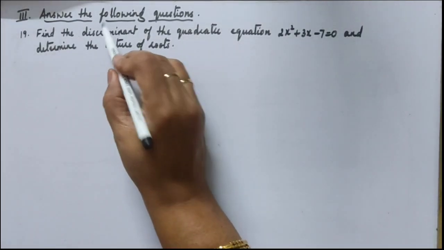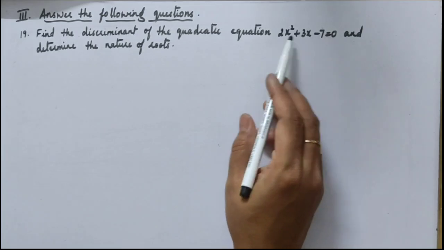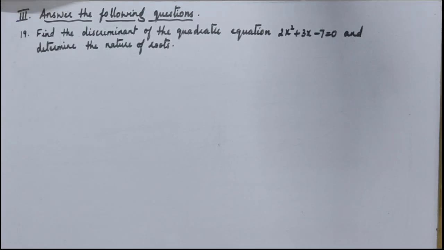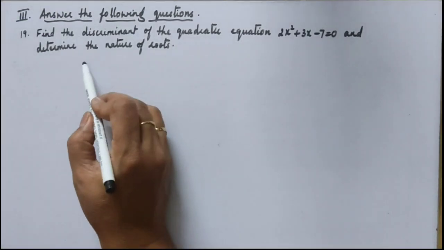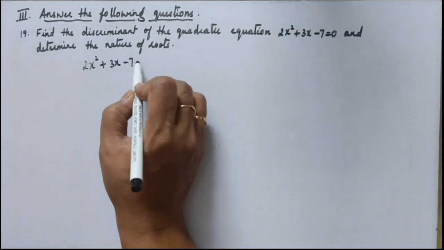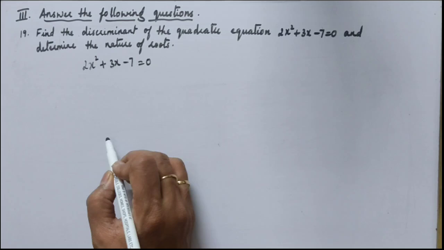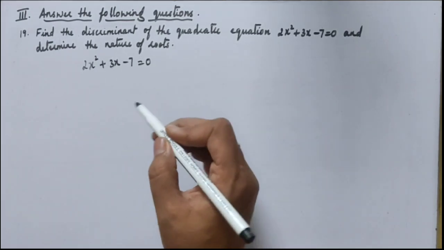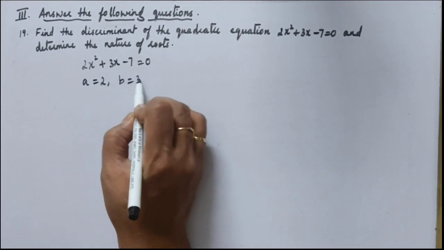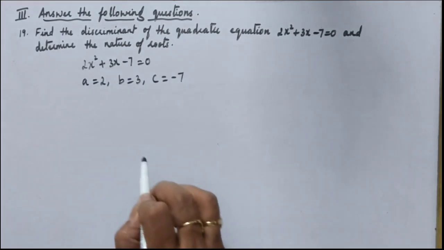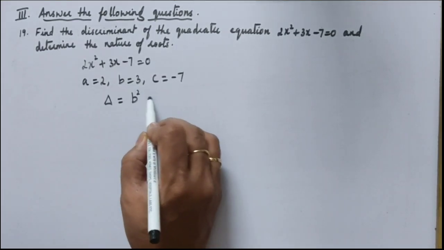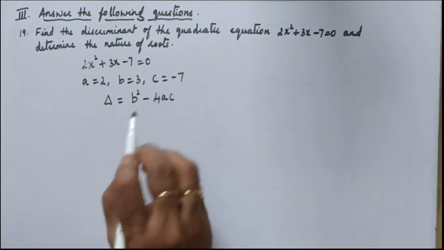Find the discriminant of the quadratic equation. We have got this quadratic equation and we have to determine the nature of roots. Now here the quadratic equation, let me write here, 2x² + 3x - 7 = 0. Now what are the values of a, b, c? a, b, c are only constants we need to write. That is a equals 2, b is equal to 3 and c equals minus 7. Now discriminant means delta equals b² - 4ac is the discriminant.